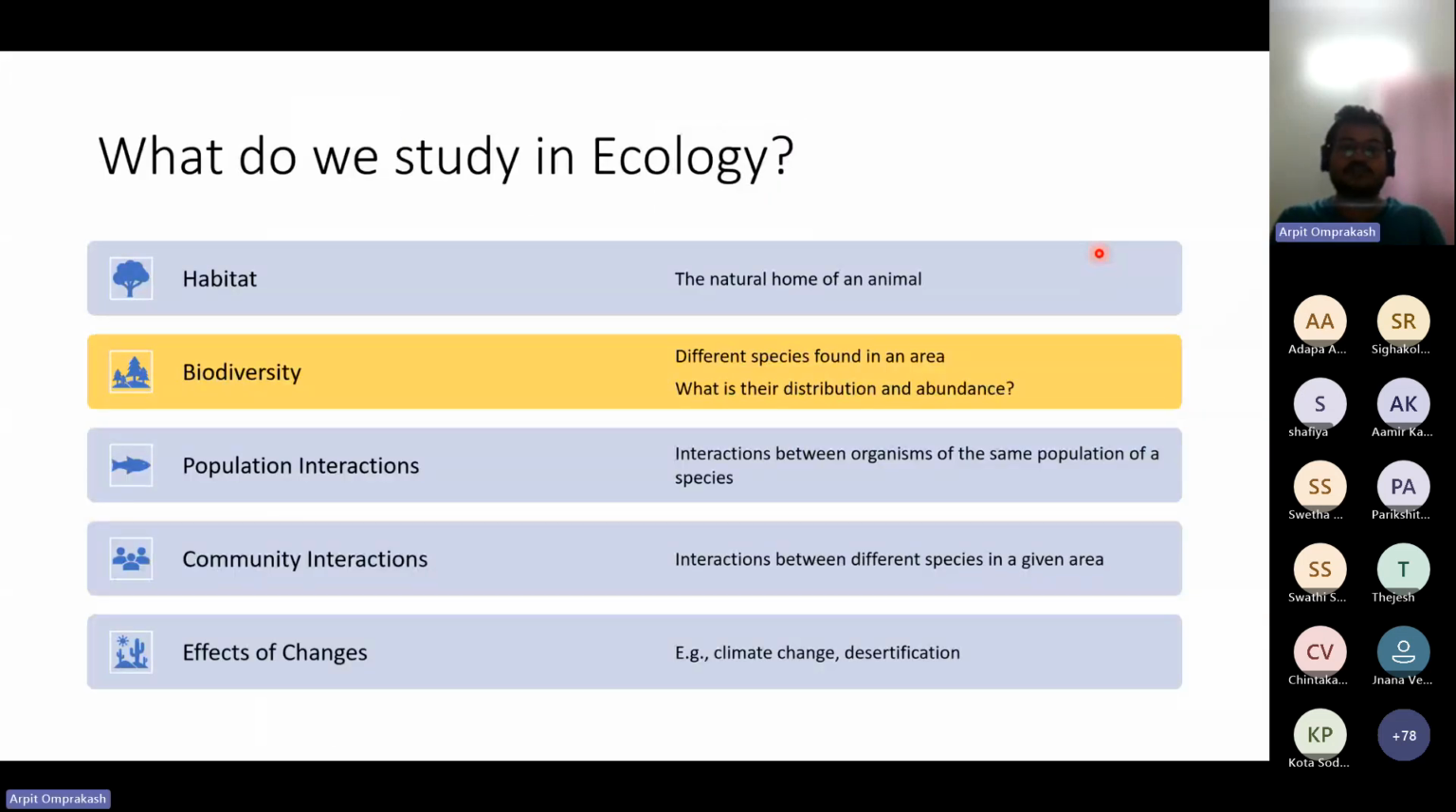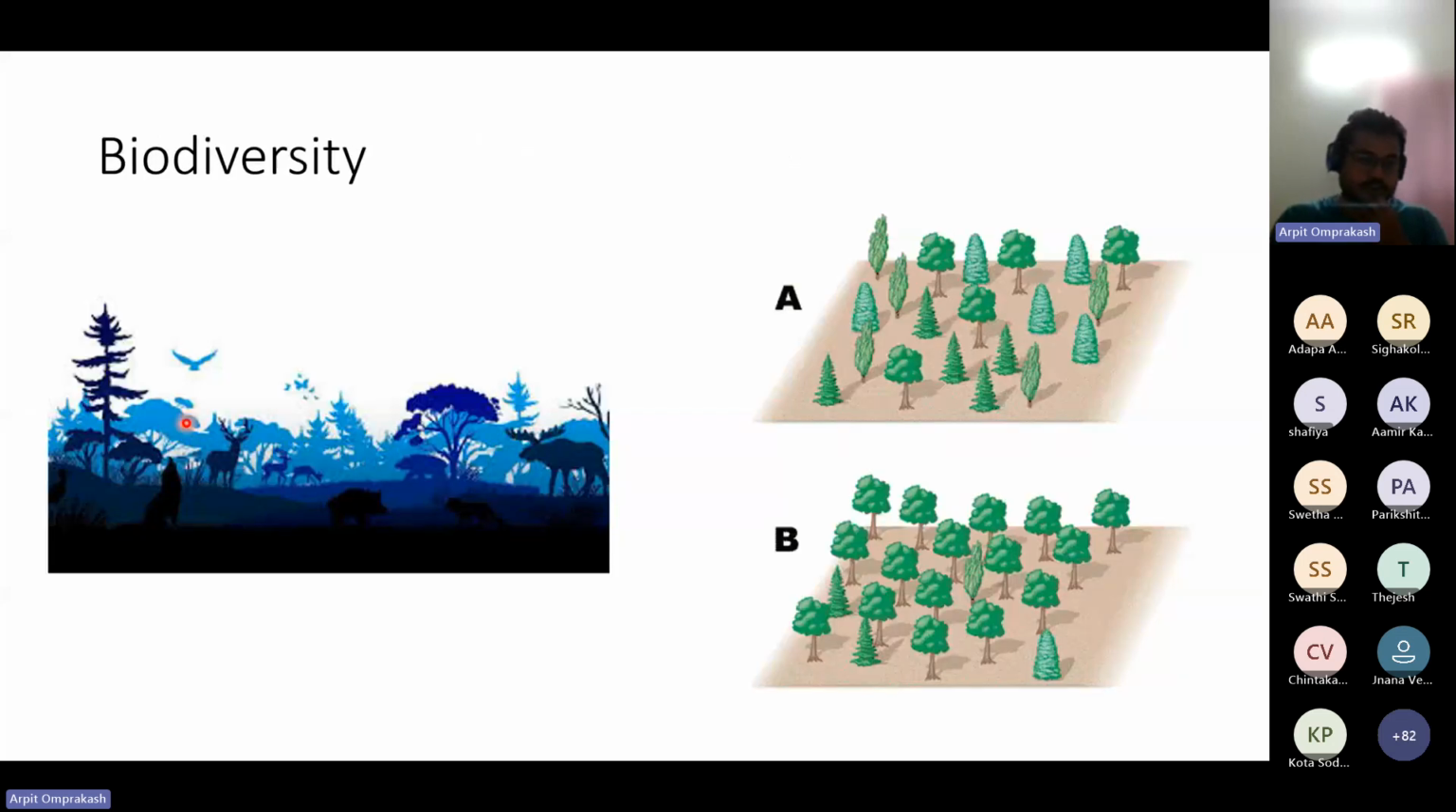Next is biodiversity. Biodiversity relates to what the different species found in an area are, and what their distribution and abundance is. For example, in a forest, you might find different kinds of trees, and bears, moose, or even wolves. So this is basically the biodiversity of that forest.